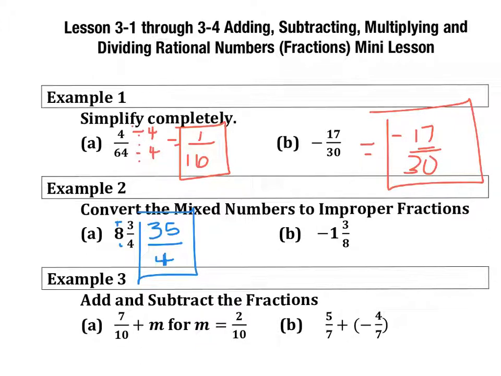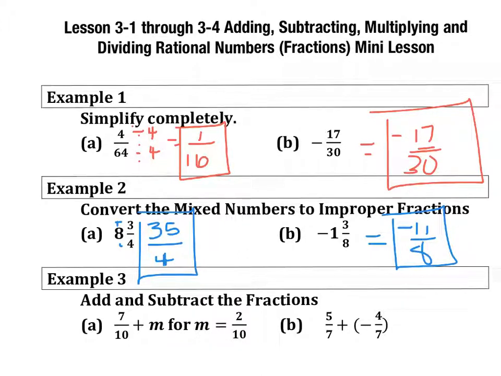Next, we have a negative mixed number. Now, the important thing to remember here is that our answer will be negative, but you don't need to worry about the negative during the process. So you actually almost just ignore the negative for right now. Multiply your denominator 8 by 1, and you'll get 8. Add 3 on to get 11. And so because we keep our denominator, it would be -11/8. So the whole improper fraction is also negative, but we didn't need to worry about the negative when we did our multiplication.